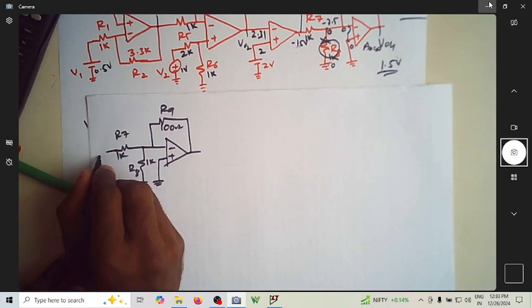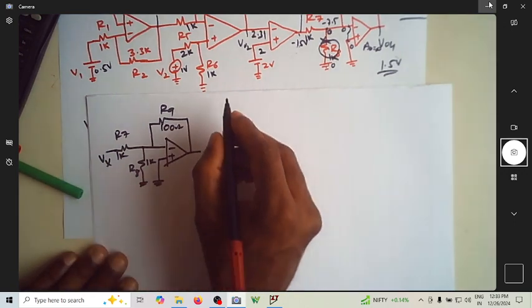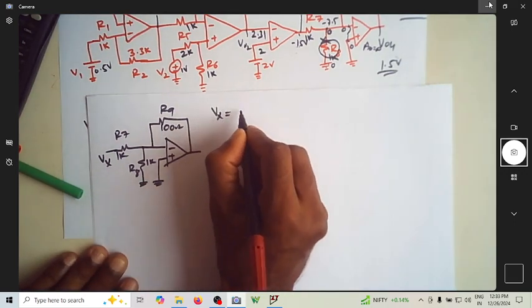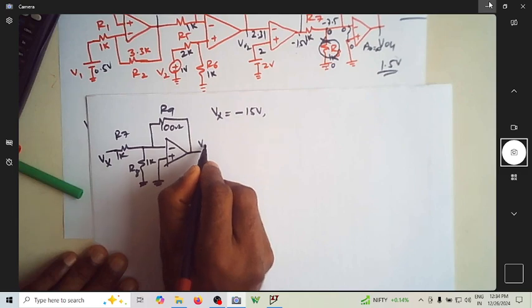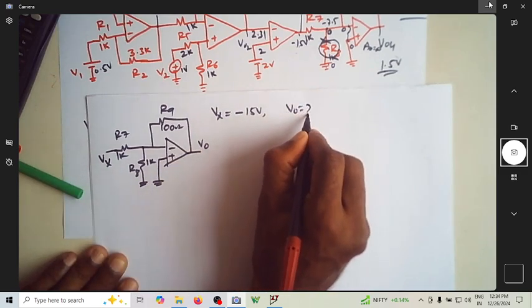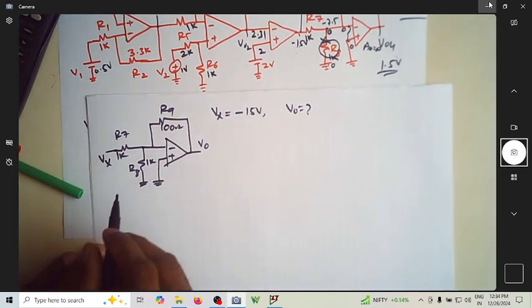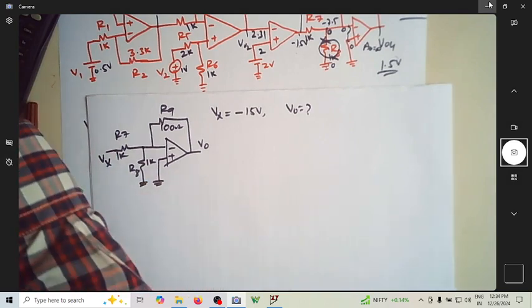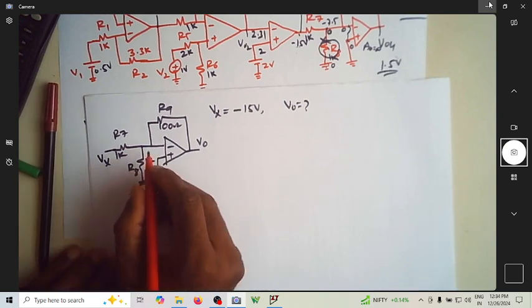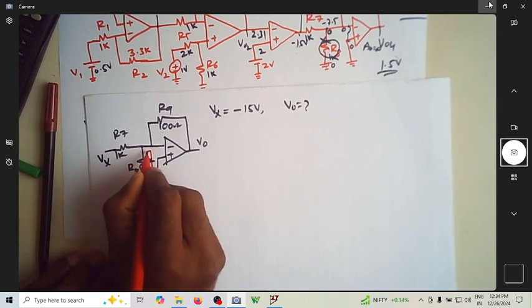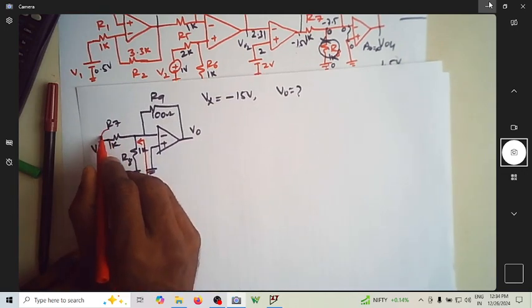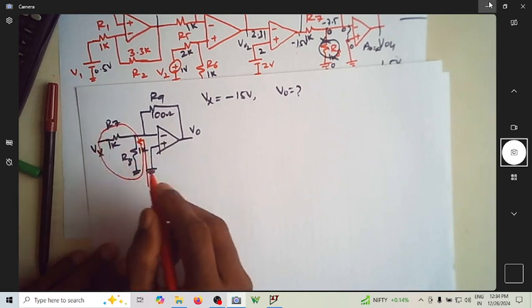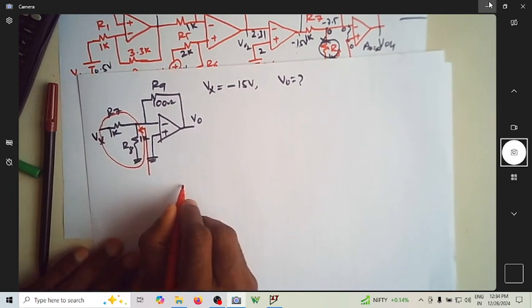So this is, let me say it as Vx, and later let us write afterwards as minus 15 volt and try to find out what is V naught. So let us find out what is V naught here by considering R8. So now with this circuit, I can write using Thevenin's theorem what is the voltage source looking from this end. So I can rewrite this part of the network using Thevenin's theorem.